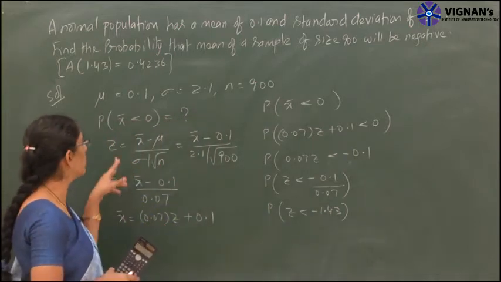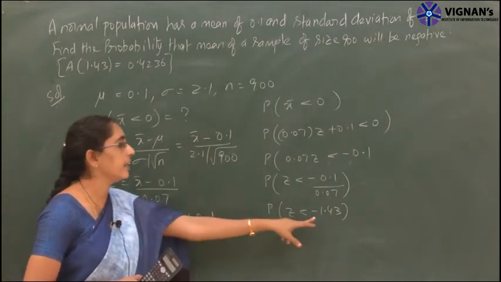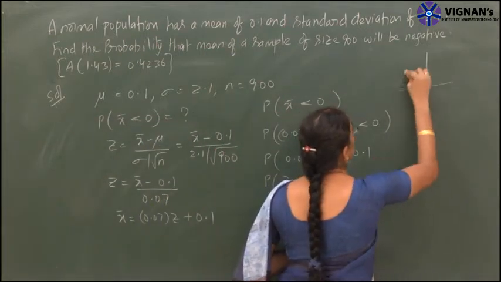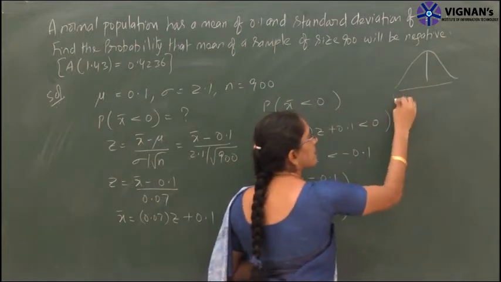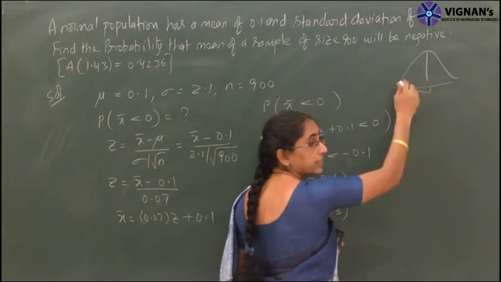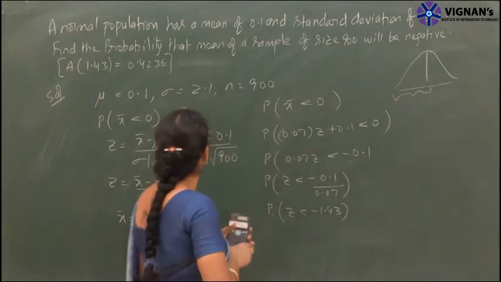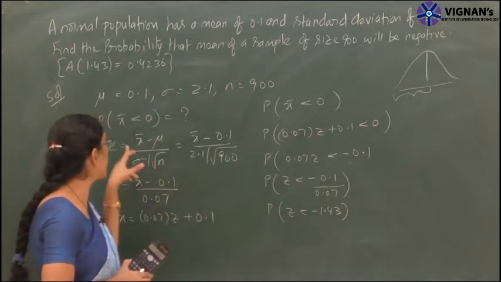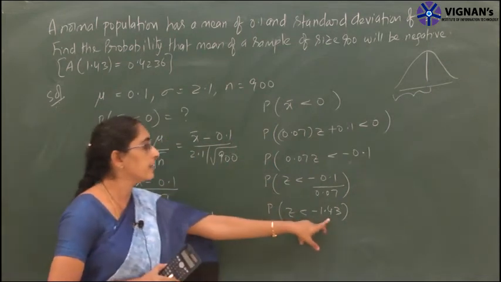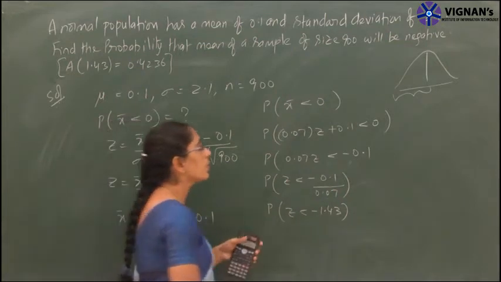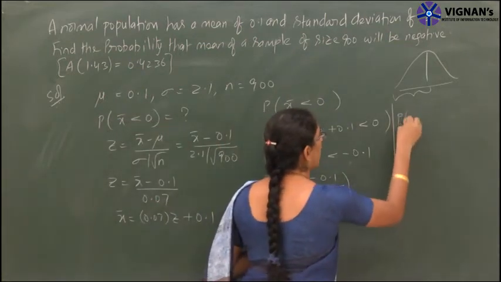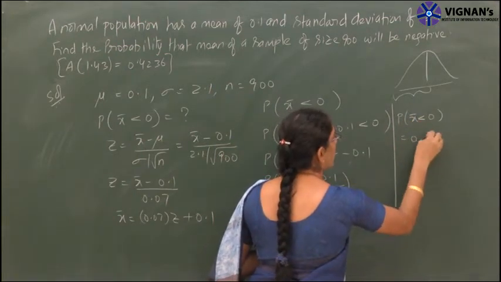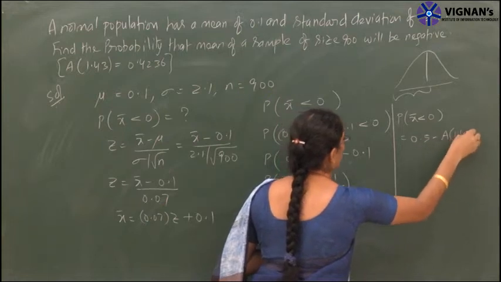What we are finding? Probability of x bar less than 0, and here also it is negative. So, if you draw the normal curve here, we are finding this left side part, and this is also negative, minus 1.43. Now the ordinate for 1.43 is 0.4236. So we are finding x bar less than 0, here also less than 0. So probability of x bar less than 0 is given by the formula 0.5 minus area value of 1.43.